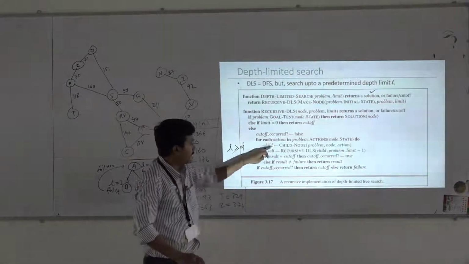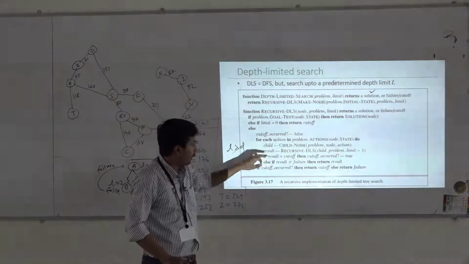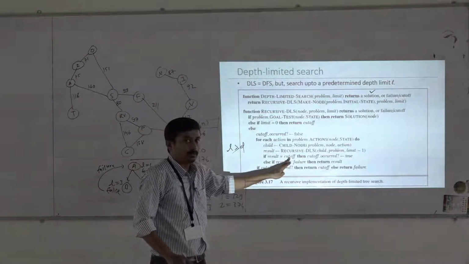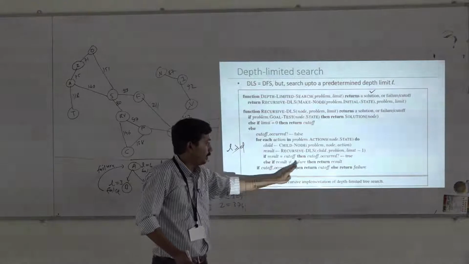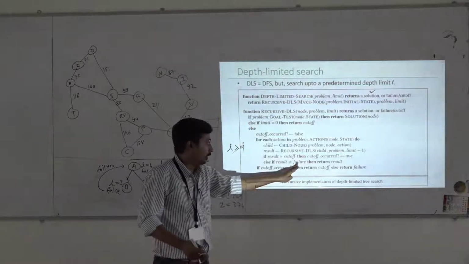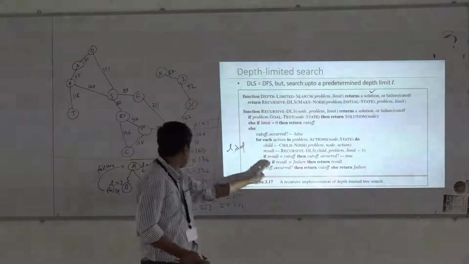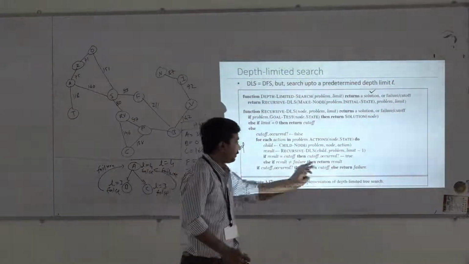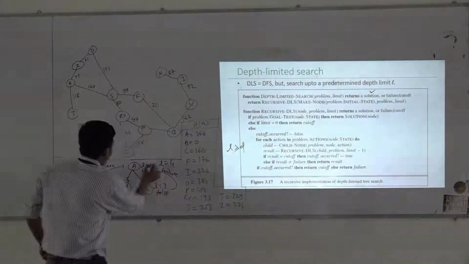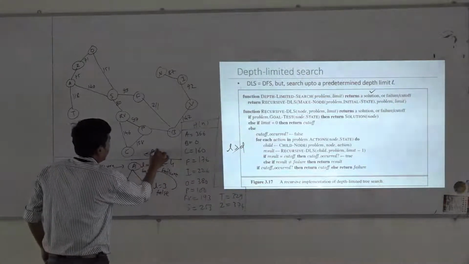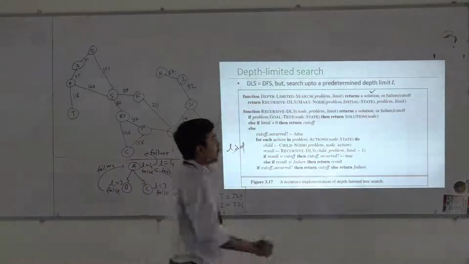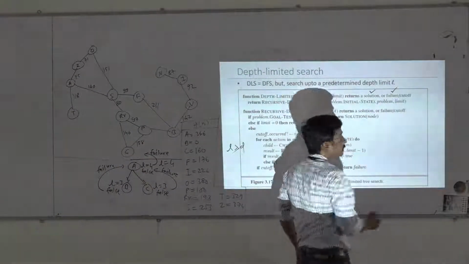So all the actions are done. Result is failure. Failure equals cutoff, false. Failure not equals failure, false. So what is the value of cutoff? That is false. So false means you have to return a failure. So our main node is also returning failure. So if there is no solution, you will get a failure case.